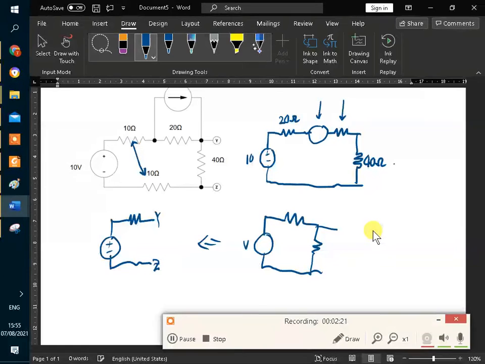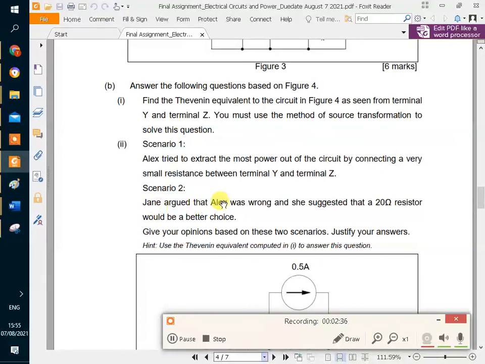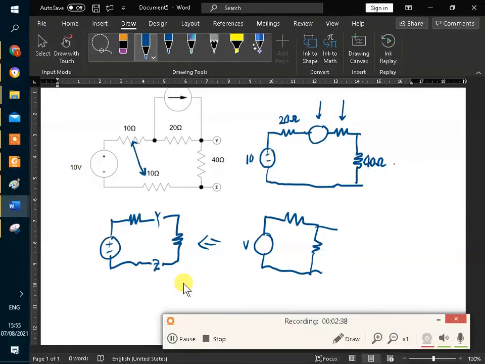So for part 2, first you can try connecting a really small resistance, and then you measure the total power output. And then the other one recommended by Jane. Jane says connecting 20 ohm. So you use the same circuit, connecting 20 ohm, and then you measure the power output of this 20 ohm.